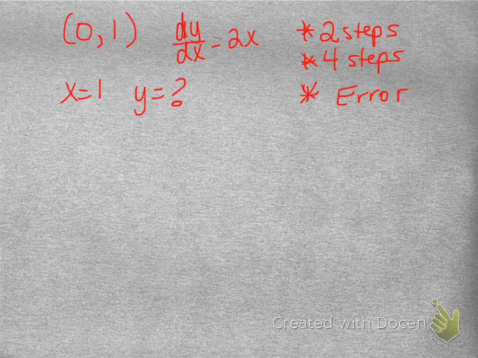Now, the first part is to figure out how much we're going up by. Since it's 2 steps, and we're starting at 0, and we're trying to get to 1, that means you're going to go up by a half, because 0 to a half would be 1 step, and then a half to 1 would be the second step. So we're going to go up by a half. If I do the 4 steps and I'm trying to get to 1, that means that I'm going to go up by 0.25. Because if I go up by 0.25, it will take 4 times to get to 1.